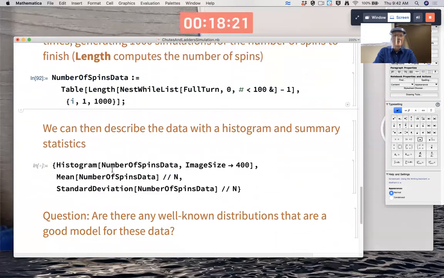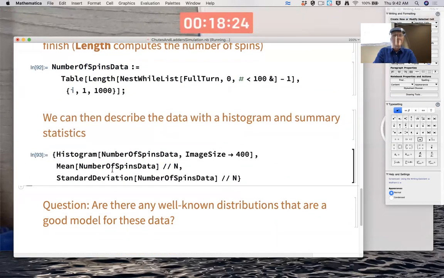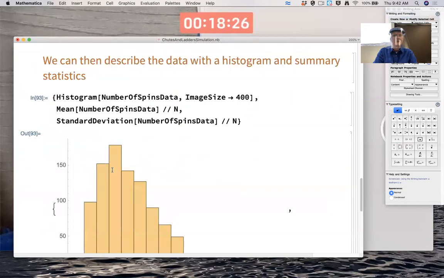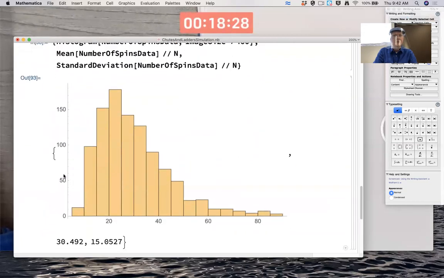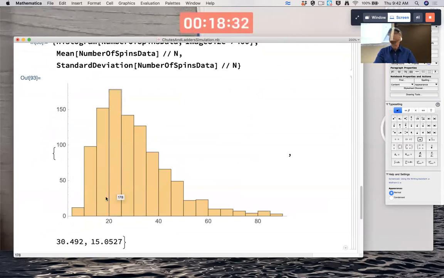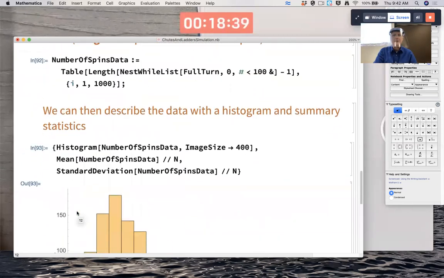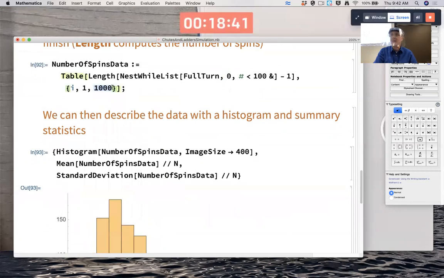That's some data. I can look at these data. I can make a histogram of it. I can calculate the mean, and I can calculate the standard deviation. So there's a histogram of the number of spins to win the game. For example, this first one says this was a simulation of size 1,000 simulated games.